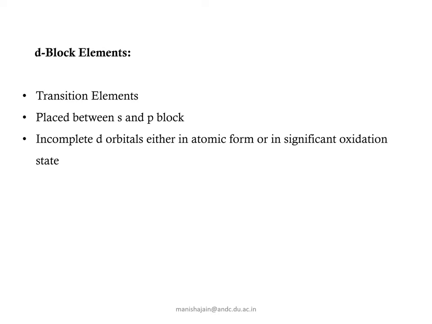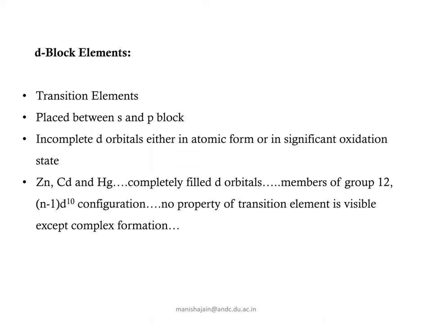D block elements are characterized by incomplete d orbitals either in their atomic form or in their significant oxidation states. Based upon that definition for the transition elements, the last group of elements, that is group 12 elements, zinc, cadmium and mercury, should not be classified as transition elements as they have a completely filled d orbital configuration, d10 configuration.